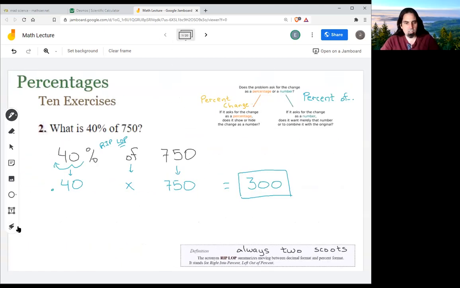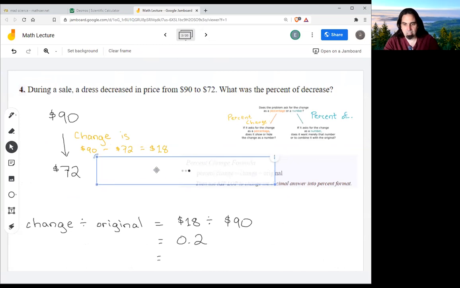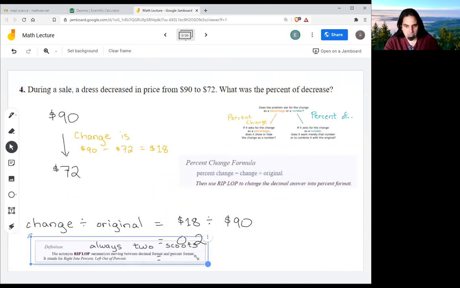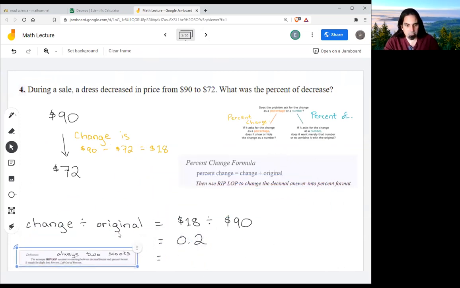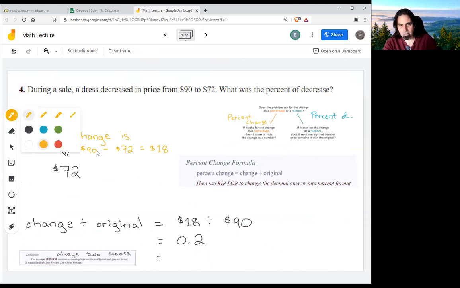So I'm going to use the same rip-flop thing that I did before. Okay. Now I am going not left out of percent like I did last time, but this time I'm going right to get into percent. Scoot, scoot. When there's nothing there, I have to put a 0, and I get 20%.